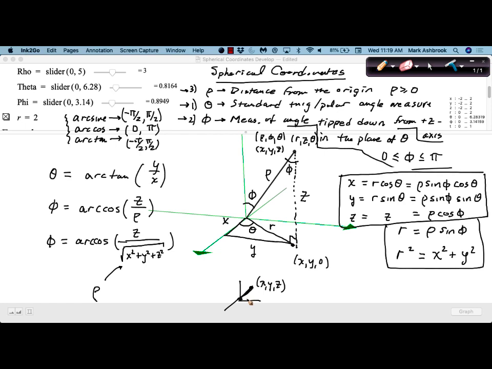Right, so you could either think of it as the distance formula or the radius of the sphere. And that's what that is. And so that's rho, and that's also the square root of x squared plus y squared plus z squared. Other questions? Okay, so triple integrals and spherical coordinates.